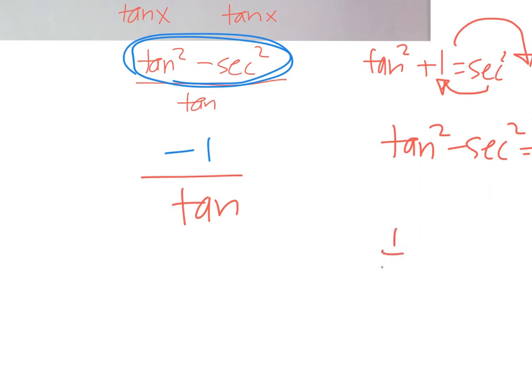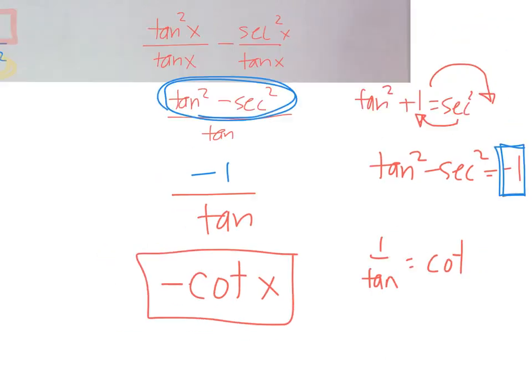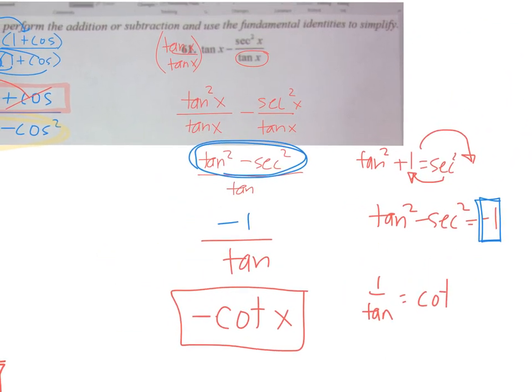Now I recognize 1 over tan as being the reciprocal, the cotangent, which means -1 over tan must be the negative of the cotangent. So we took this squared thing on top of a subtraction of a number and a fraction and whittled it all the way down to a single trig word, which is much simpler than what we started with.